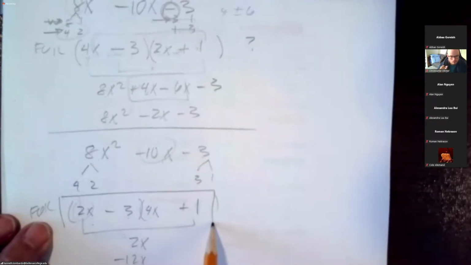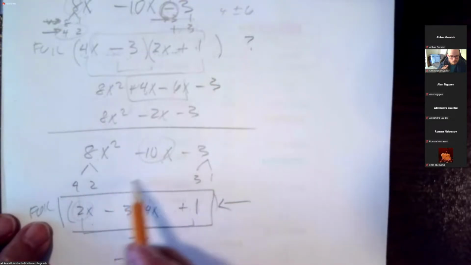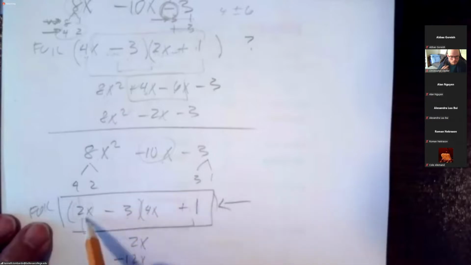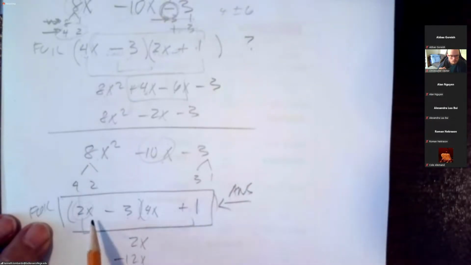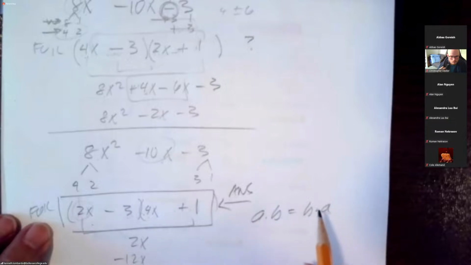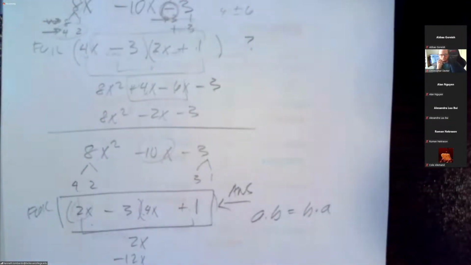So it looks like here is the solution. I needed to change the location of the values that I was determining. That's the only thing that was wrong. So when I finished, I ended up with 2x minus 3 times the quantity 4x plus 1. Could be in either order. I mean, A times B equals B times A, doesn't it? Okay. All right. If there are no questions, I'll go to another one.